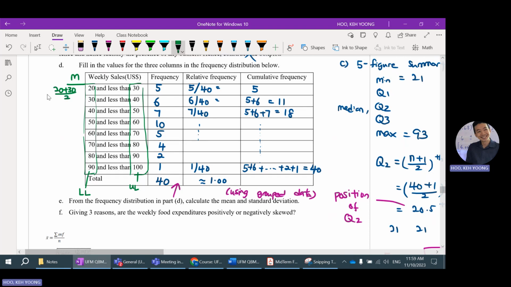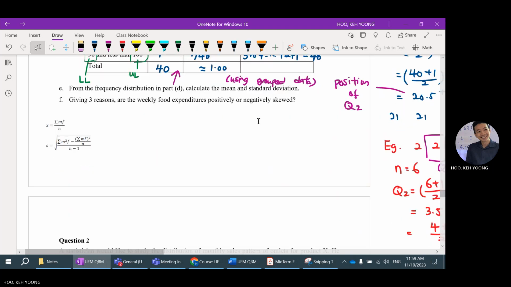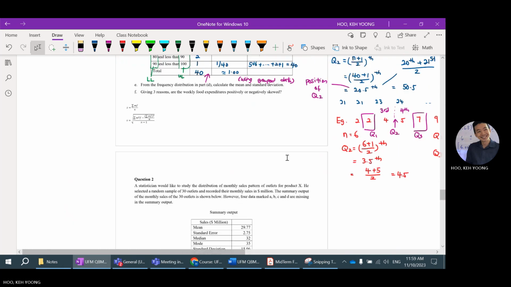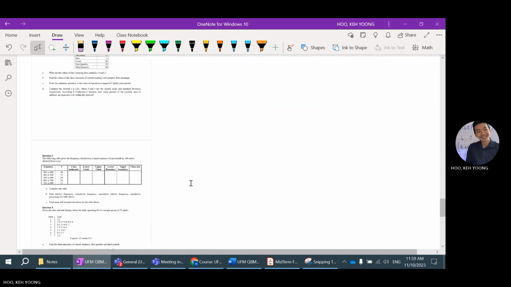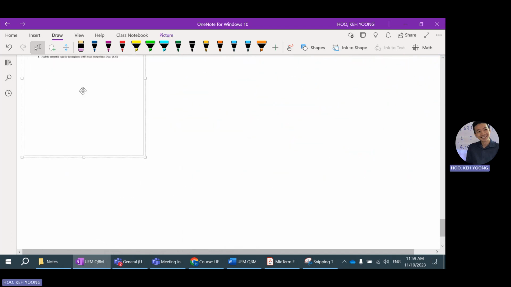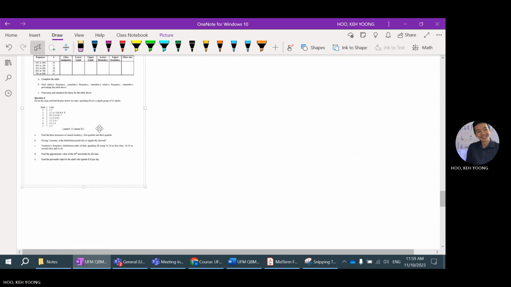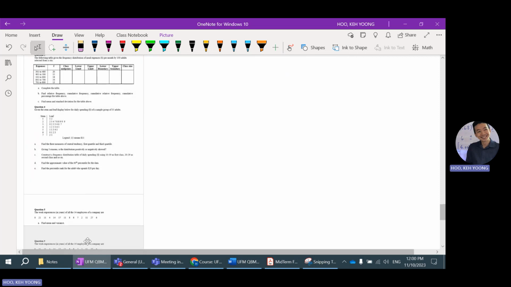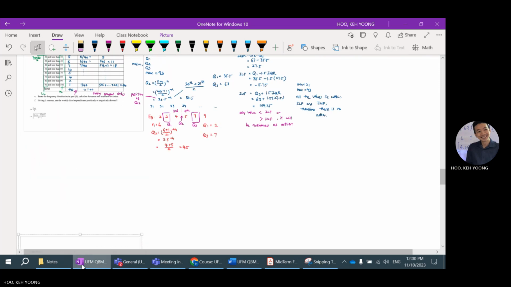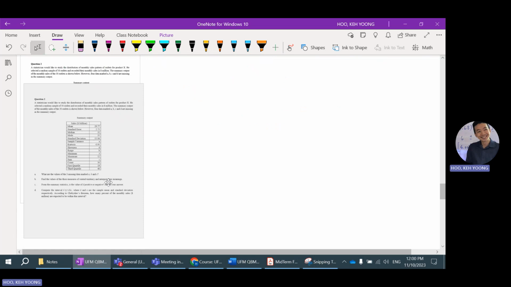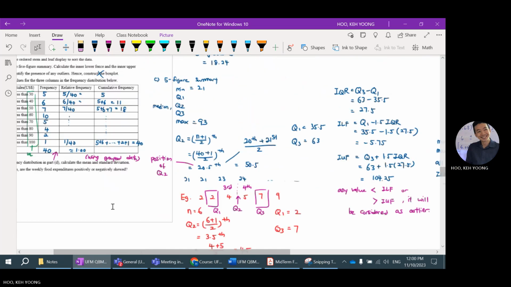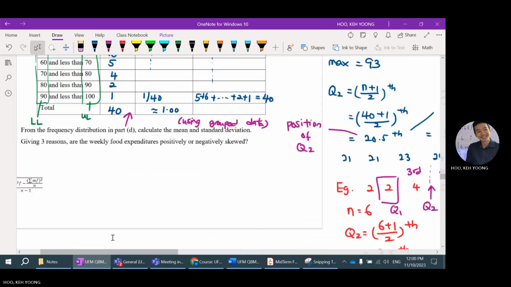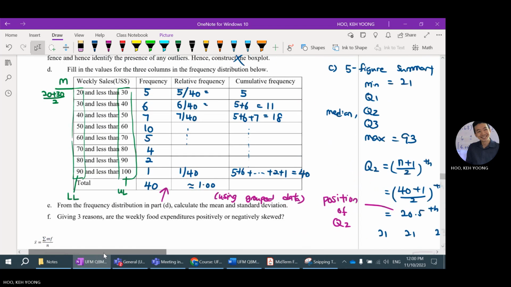So my first class midpoint, I don't think I have enough space. Let me move all this down. Give me some space. Okay, let me rub off this.